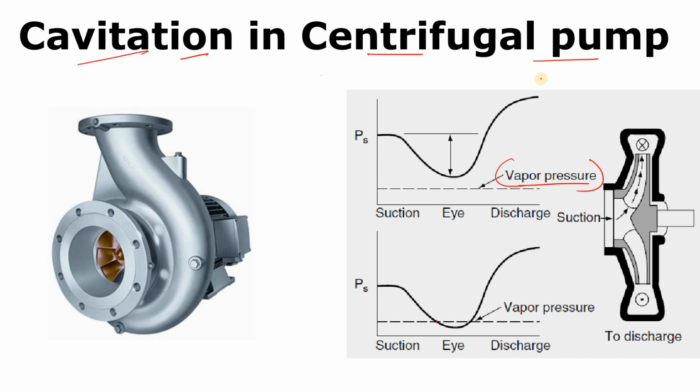In this video we will take two scenarios. In the first scenario we will see what happens when our centrifugal pump is running normally. And in another case, what will happen when the eye pressure of our centrifugal pump goes below the vapor pressure. That we will discuss in depth, right?